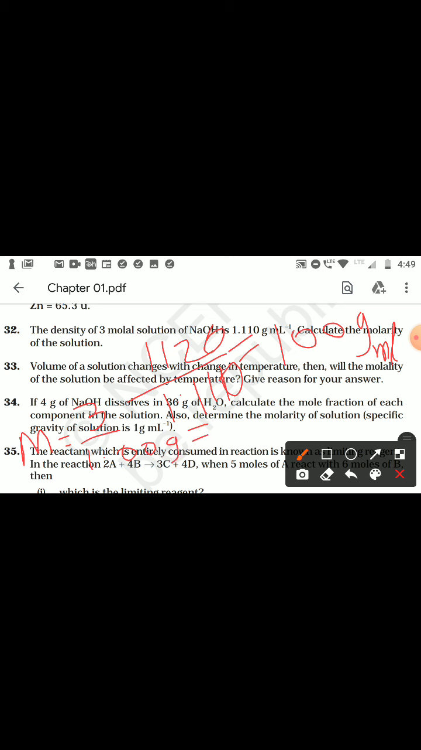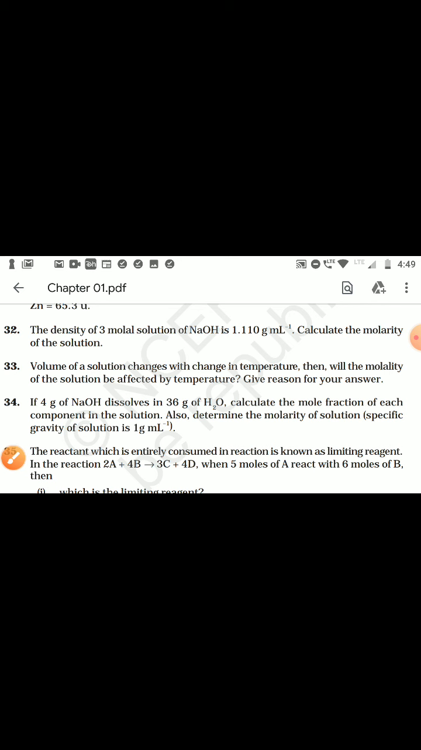So 3 divided by 1.009, that is equal to 2.97, and this is the molarity. Okay, so this is the answer, that is 2.97. This is the molarity of the solution.